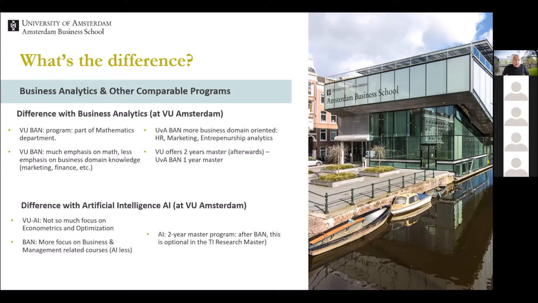Finally, some of you may know there's an artificial intelligence program at VU. What's the main difference between us and them? Well, I think this time it's more clear. In the VU artificial intelligence program, there's not so much focus on econometrics and optimization. We do. We have operations research courses, optimization related courses, and econometrics training.